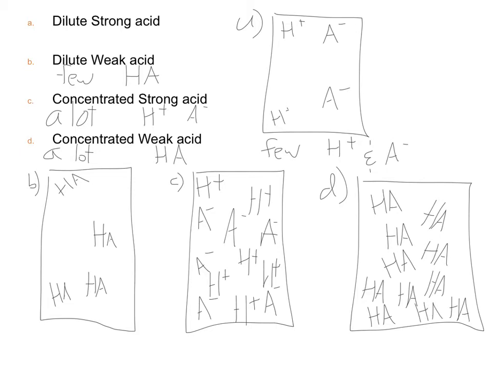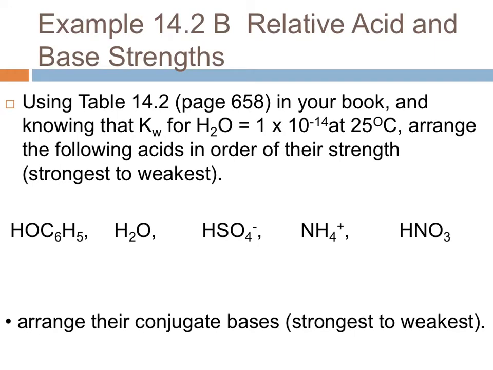Okay. So concentrated versus strong, they mean two different things. It's how many do you have, and then are they dissociated or not? Do they favor the products or reactants? So there's a chart in your book to look up Ka expressions or Ka values for various acids. So you're going to be referencing that a lot.